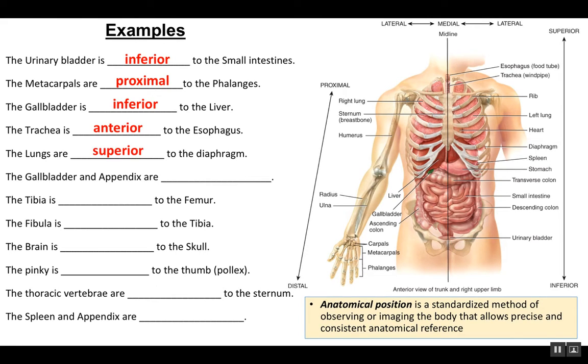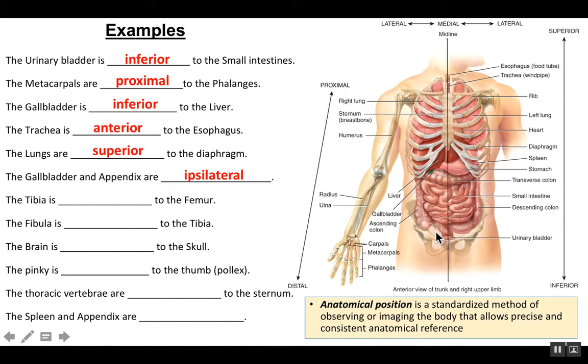Lungs are superior to the diaphragm. The diaphragm is a flat muscle that separates the thoracic cavity from the abdominal cavity. So if the lungs are in the thoracic cavity, they would be superior to the diaphragm. The gallbladder and appendix are ipsilateral. They are both located on the right side. The gallbladder is in what we would call the right upper quadrant. The appendix, which is located down here, is in the right lower quadrant.